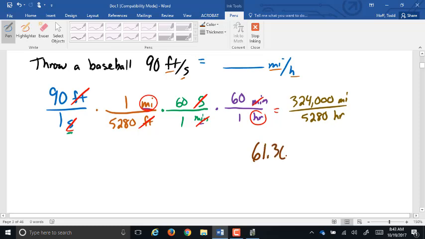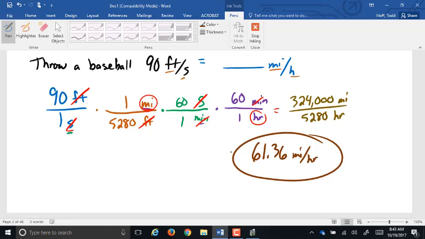61.36 miles per hour. I'd have to warm up first, but I could probably still throw 60 miles an hour. Probably only throw 4 or 5 of them before my arm starts to hurt.